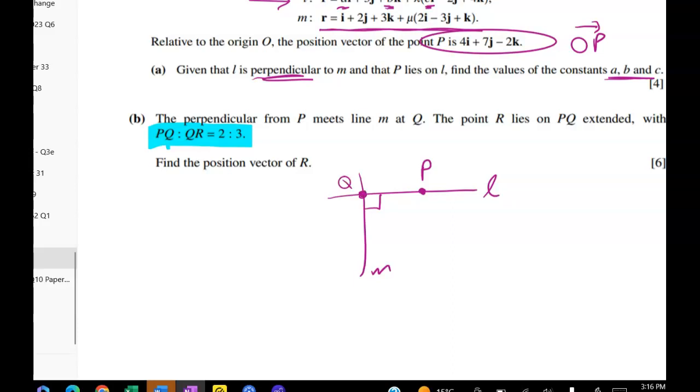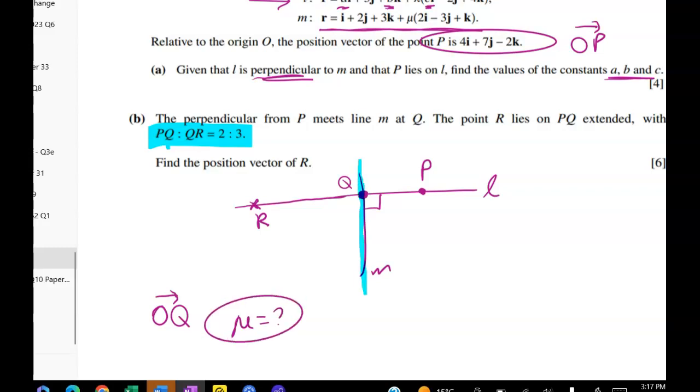And then the point R lies on PQ extended with PQ to QR equal to 2 to 3. So R is out here somewhere. So my strategy in the second part is that I'm going to figure out where is this point Q, or what is the position vector OQ. And to do that, I'm going to have to figure out a value of mu, right? Because every point on this line here has got an associated value of mu with it, right? So we're going to figure out what that value of mu is.